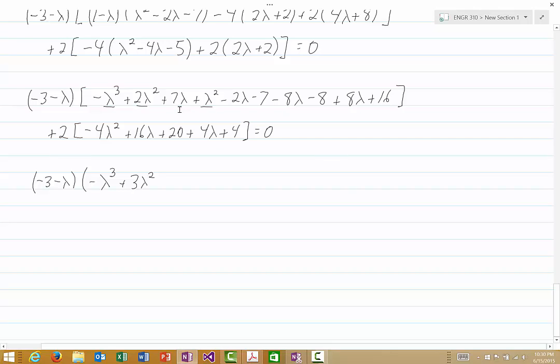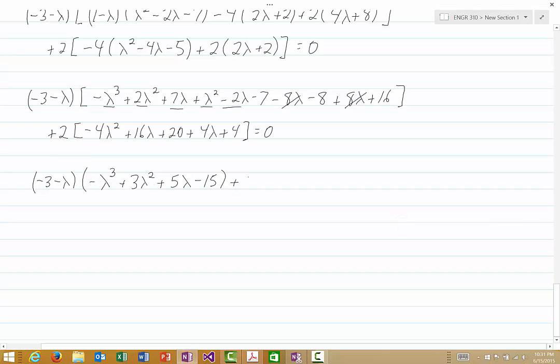And now 7 lambda minus 2 lambda is 5 lambda. And notice that the minus 8 lambda and positive 8 lambda does go away. So we're left with 7 lambda minus 2 lambda is 5 lambda. So plus 5 lambda. And that takes care of those two terms. And now we only have left minus 7 and minus 8, so that's minus 15.